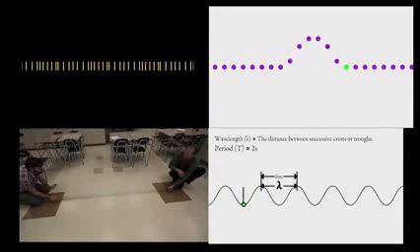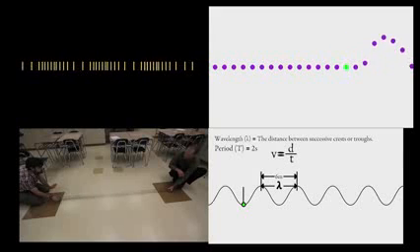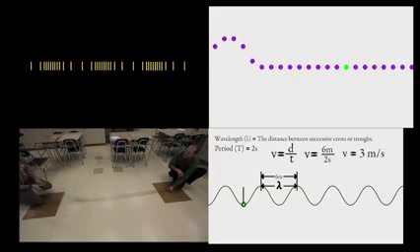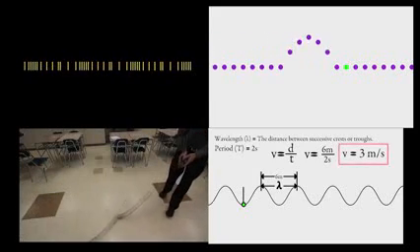This video will discuss the difference between transverse and longitudinal waves, how the speed of a wave is determined by the medium, and how to calculate the speed of a wave. Here's a transverse wave. Since it's a single disturbance, we can also call it a pulse.